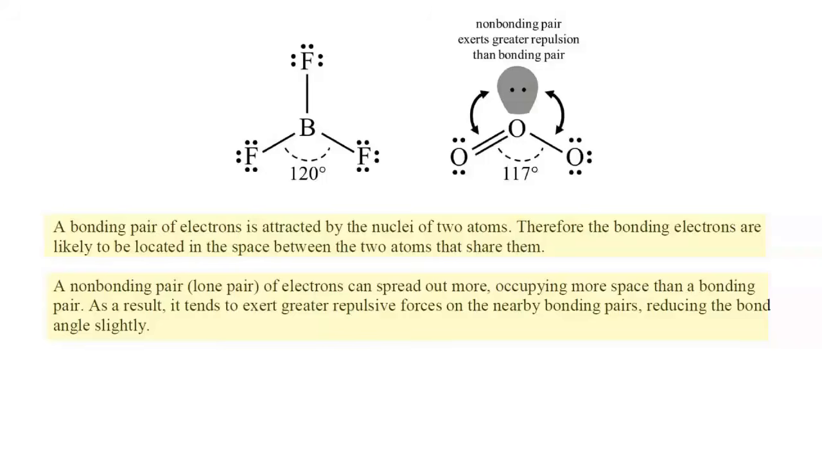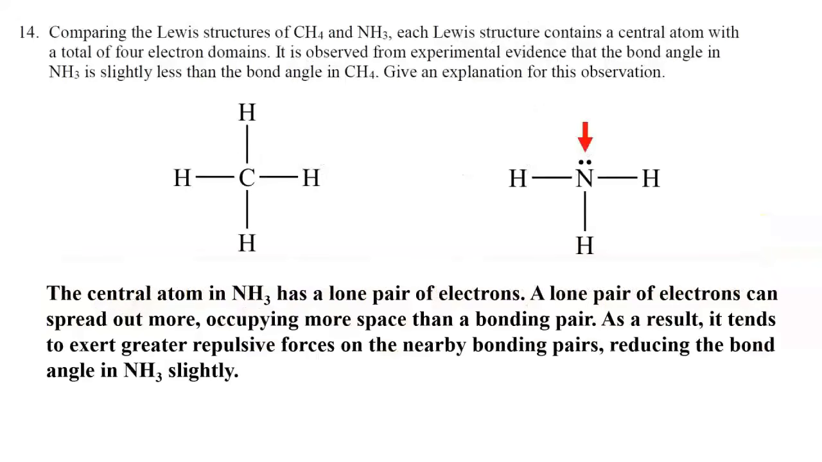So compare CH4, which would be 4 bonding domains, with NH3, which is 3 bonding domains and a lone pair or a non-bonding pair of electrons. So that central atom in NH3 has a lone pair of electrons which can spread out more, occupying more space than a bonding pair, exerting greater repulsive forces on the nearby bonding pairs, reducing the bond angle in NH3 slightly.